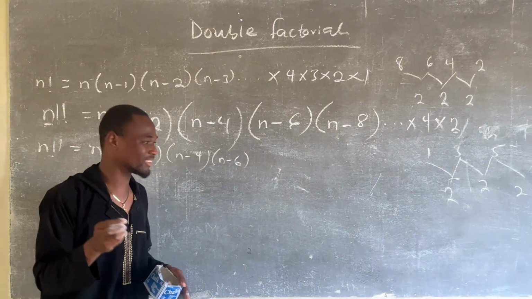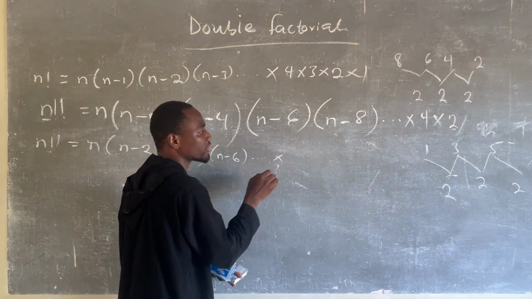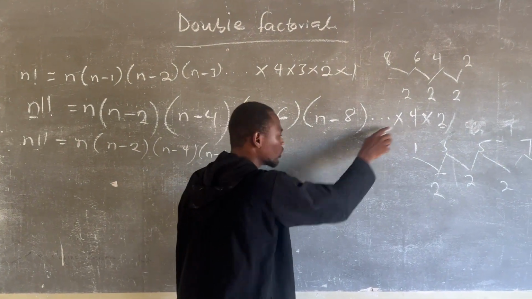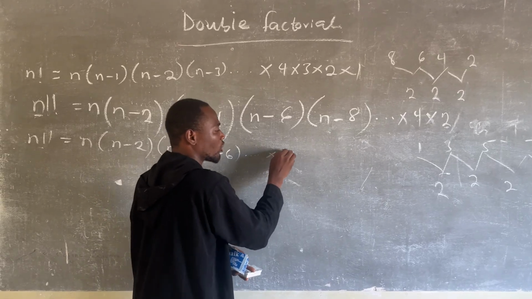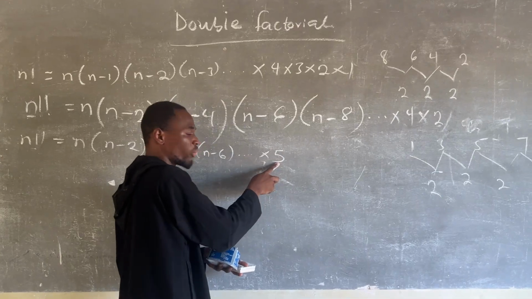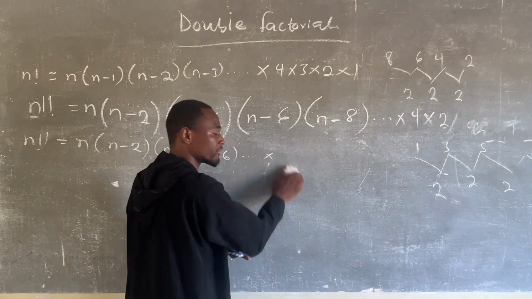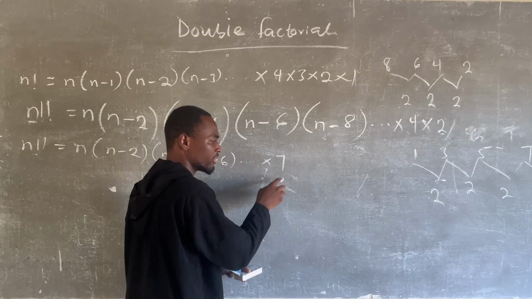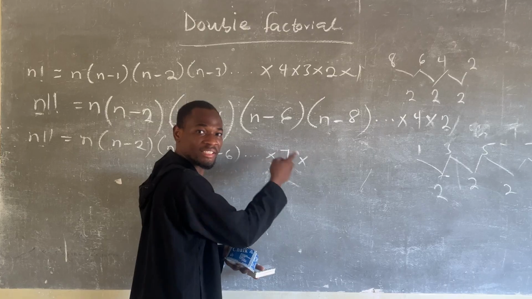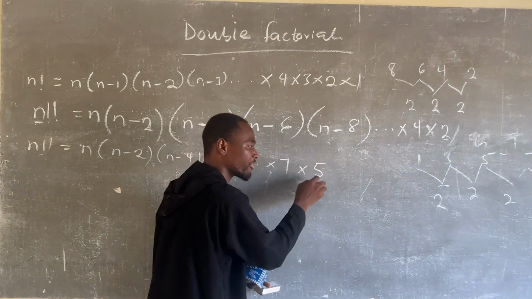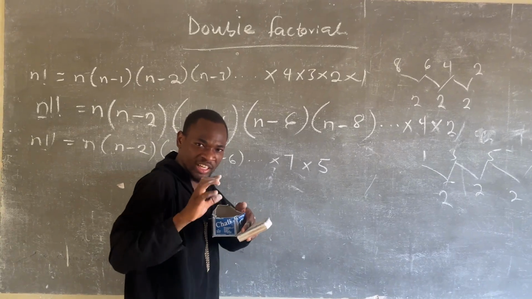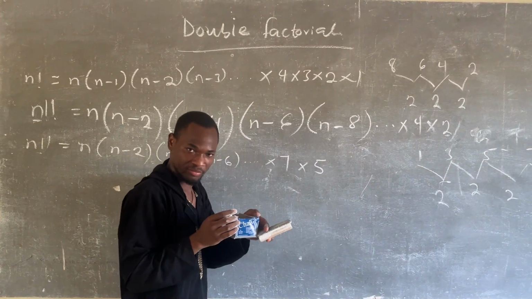So let's assume, let's begin with 7. 7 is odd, right? Then times, if I take 2 from 7, I'll have 5. And 5 is also odd. I hope you are appreciating the whole concept.